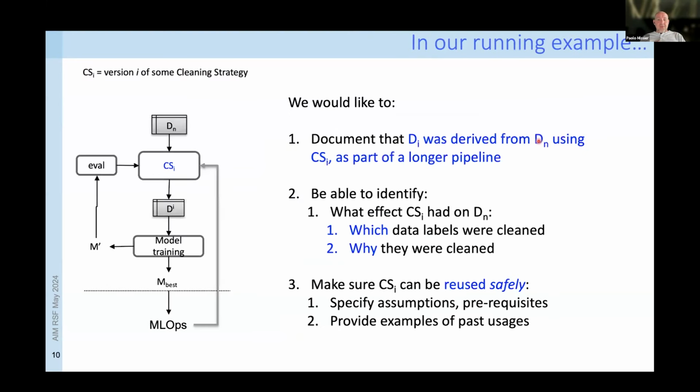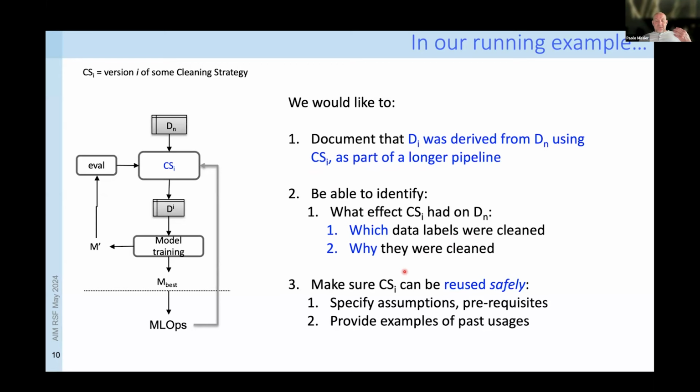Okay. So in a running example, this translates into, okay, I want to document the fact that the version D', over the training set, was derived from the original noisy one that was given using CS, which is my cleaning strategy, as part of a longer pipeline. I want to know which data labels were cleaned and why they were cleaned. And these are increasingly complex questions to ask, okay? Which data set was derived from what is actually fairly simple to capture. We're talking about automatically capturing this information, making it efficient. Which individual items were cleaned is also fairly easy, and I'll show you how to do it. Why they were cleaned is a lot more difficult, and I think that's where the exciting work lies ahead. Okay.